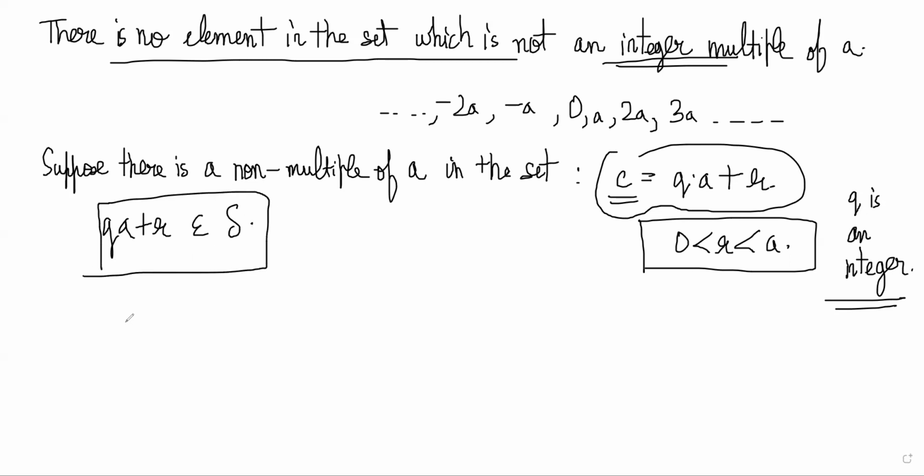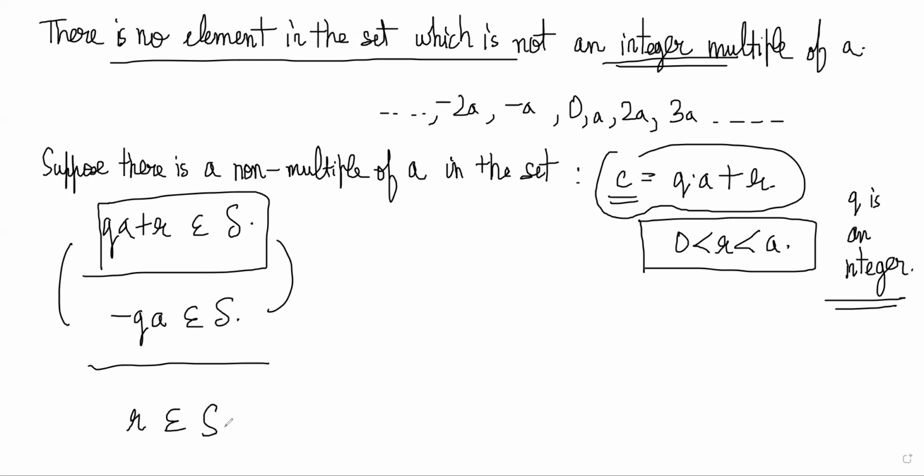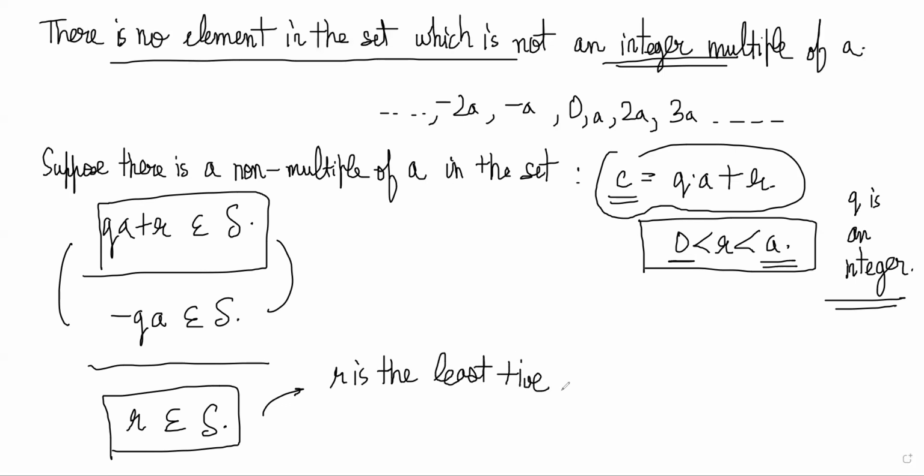Obviously, we know that any multiple of a also belongs to the set. We already have proved it. So there will be a minus qa belonging to S also. And if these two belong to the set, then when you add them, you get r, and r should belong to the set. But r is a number which is positive and less than a, which basically means r is the least positive integer in the set, which contradicts what we have said earlier, that a is the least positive integer in the set. So therefore, this assumption is incorrect.